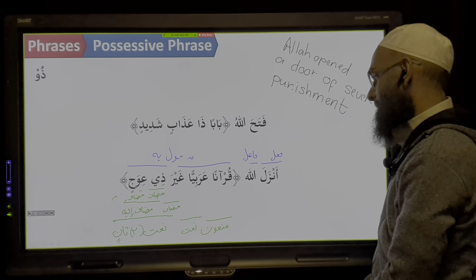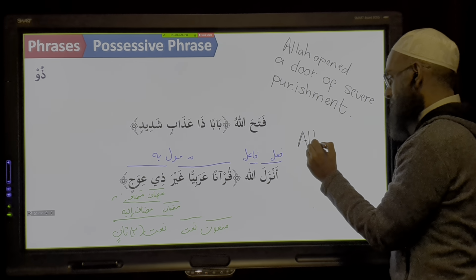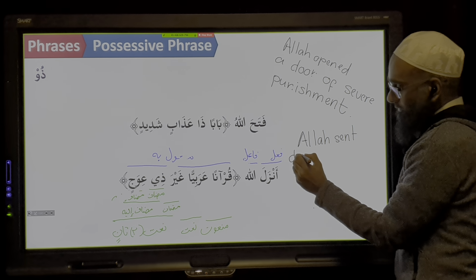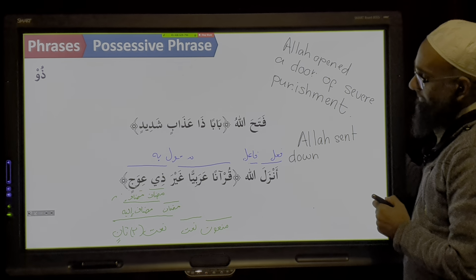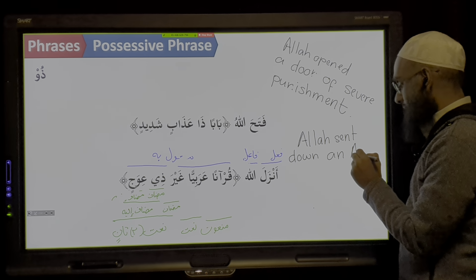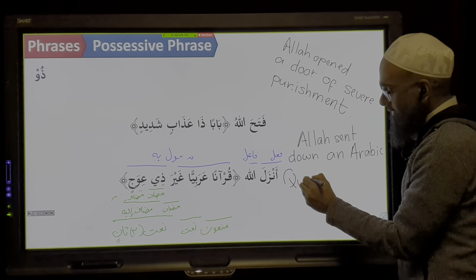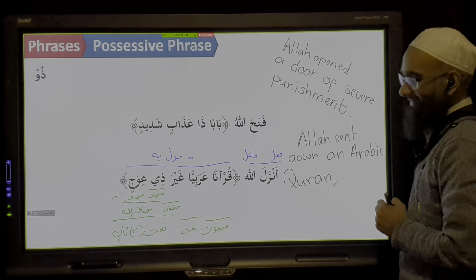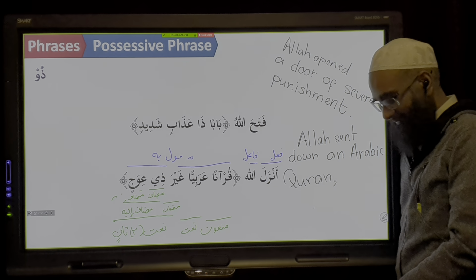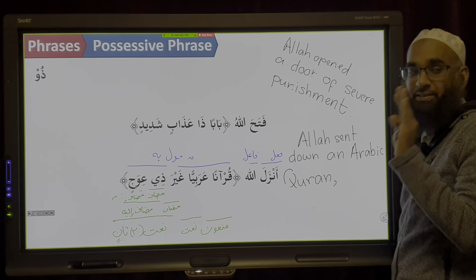Translation. So let's do it here. Allah sent down an Arabic Quran. Very good so far. Don't spoil it. Iwaj means crookedness. Why are you saying without? Why are you saying without? I'm not saying it's wrong. I'm asking you, why are you saying without?